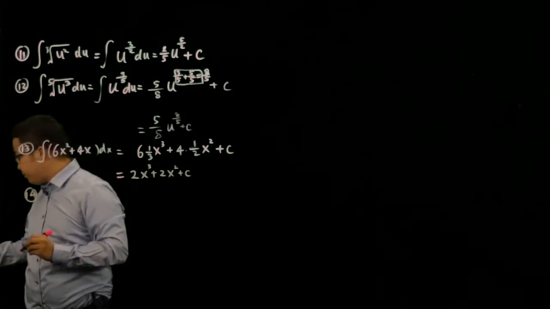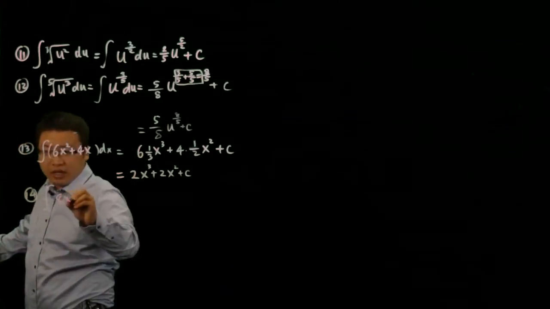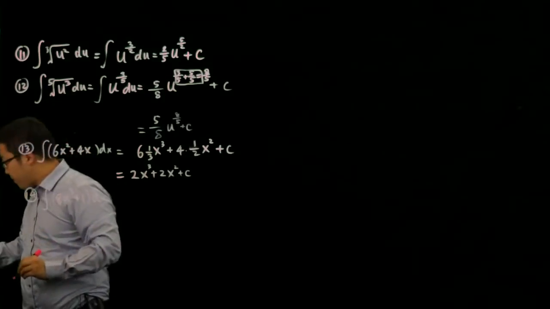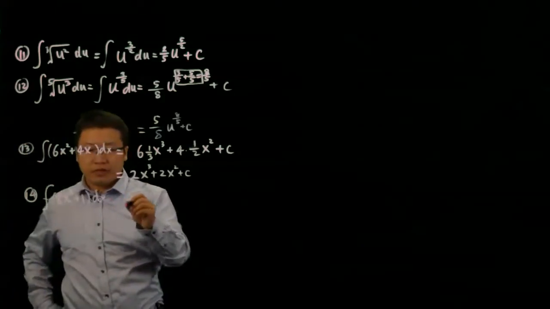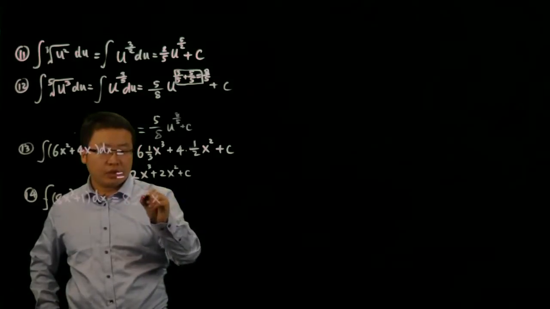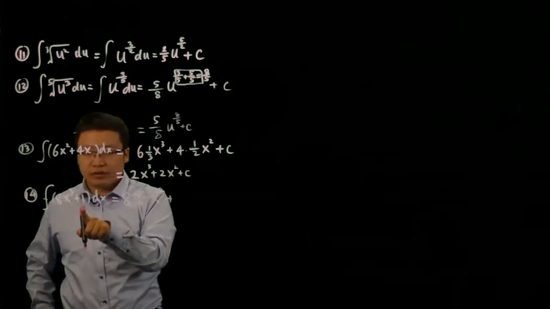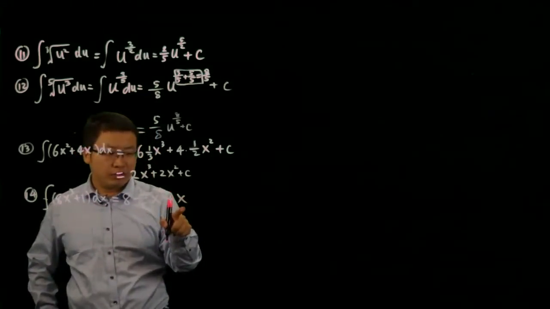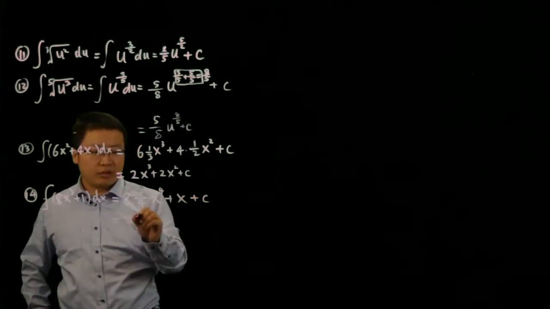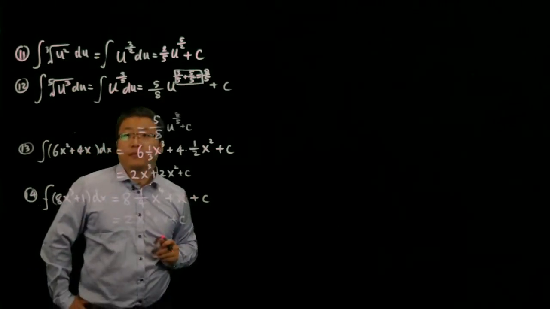Number 14, you get the integral of 8x to the third plus 1 dx. For this case, you will get 8, I will leave a little space, x to the power of 4 and a 1 over 4, plus the antiderivative of 1, which is just x because the derivative of x is 1, and plus c. Simplify this, it will be 2x to the fourth plus x plus c.